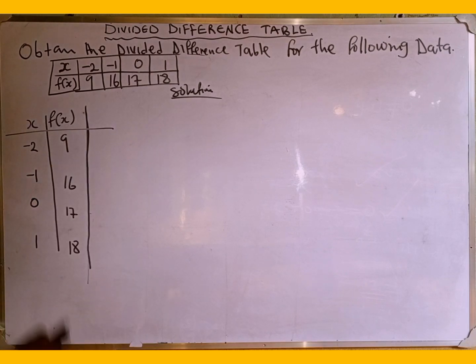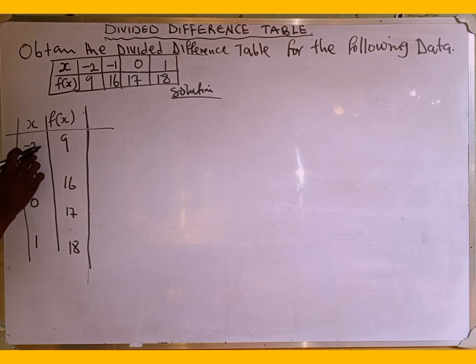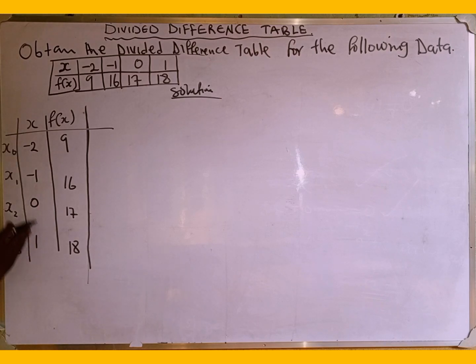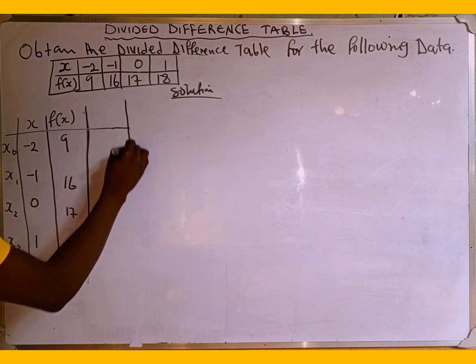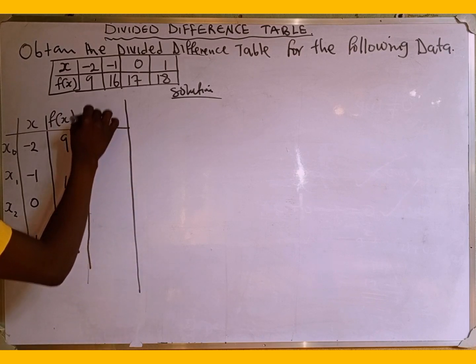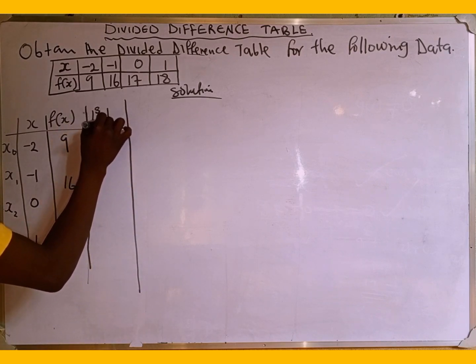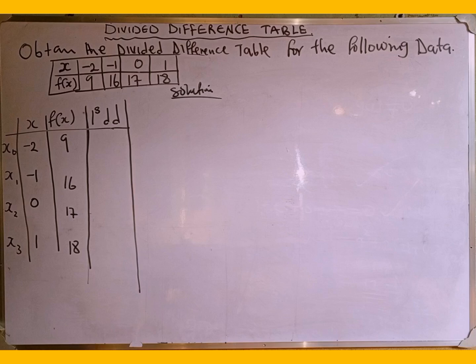The next thing we are going to do, under x, the first value for x can be written as x0. This is x1, x2, and x3. So we can represent them as x0, x1, x2, and x3. Now, the next thing we are going to get is the divided difference table, starting with the first divided difference, which can be represented as DD.